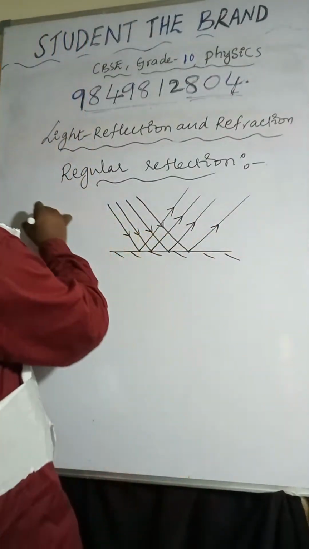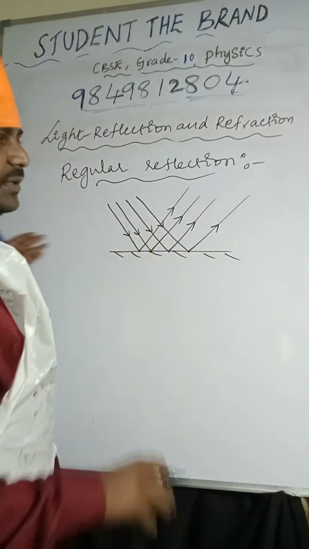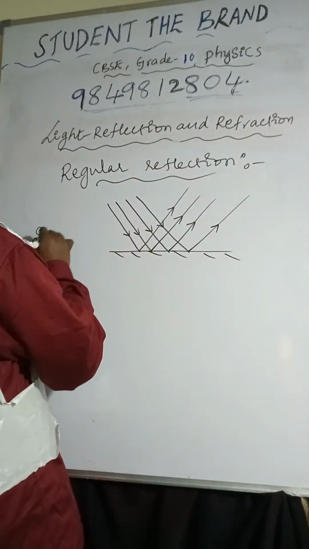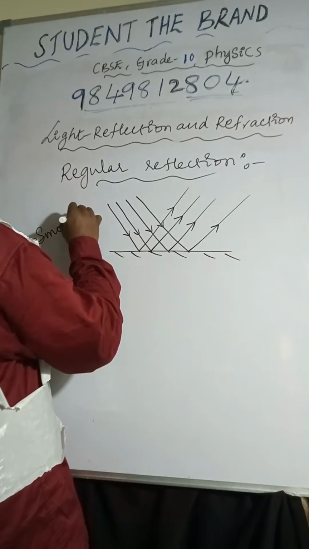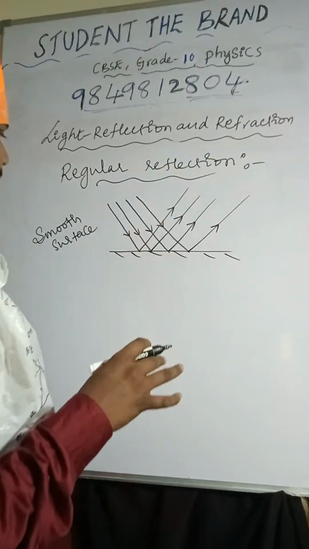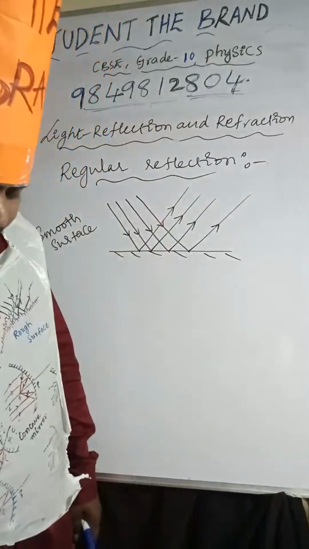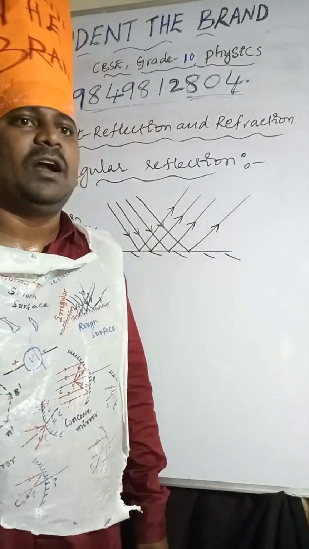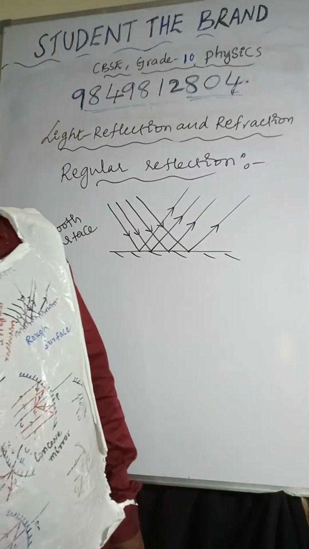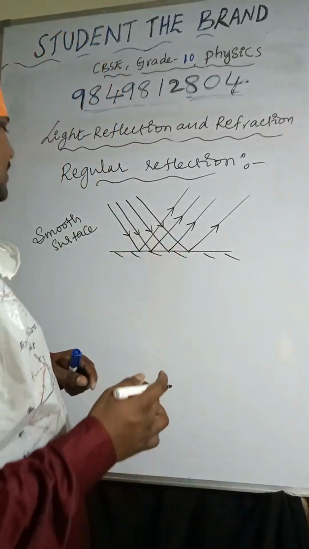Regular reflection. Here the plane surface is smooth. The best examples are still water and a normal plane mirror. On these, regular reflection takes place.